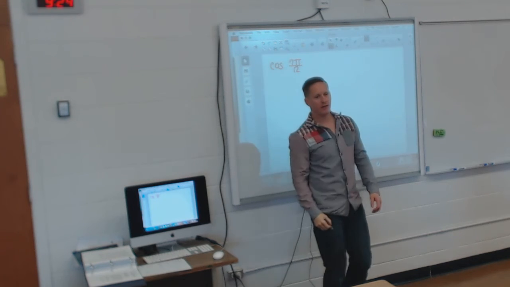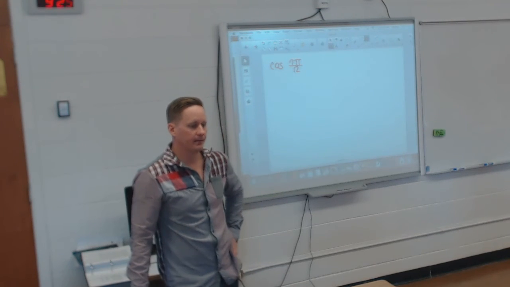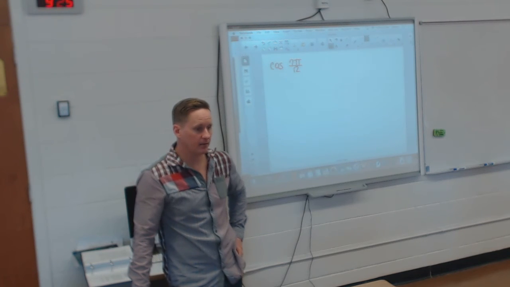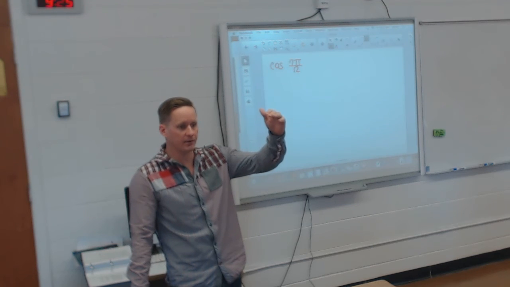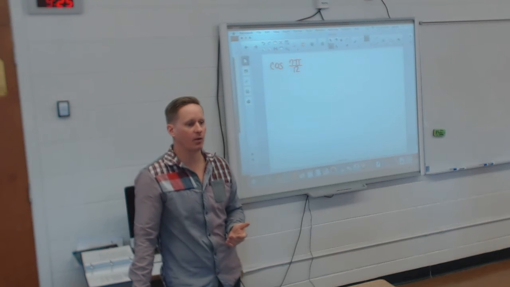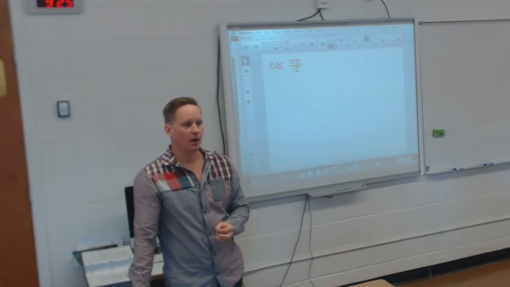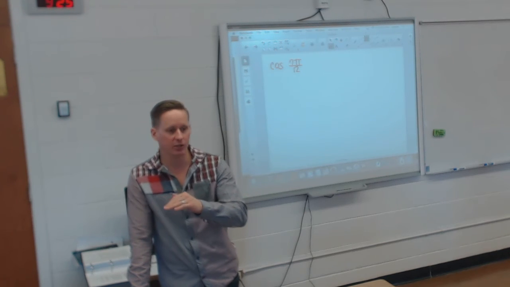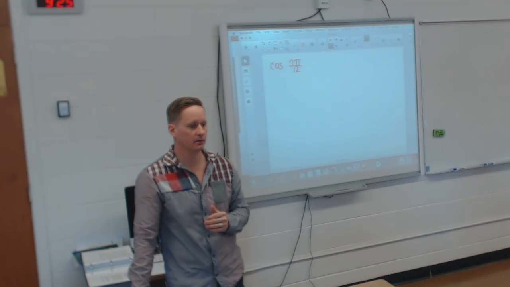Do we know where the pi over 12 values are on the circle? 15, 30, 45, 60. Except they're going to be the in-between ones that we don't know on the circle, right? So right now I don't know the value of 7 pi over 12. This is the exact same question I showed you with sine 15. So what do you think I've got to do here?